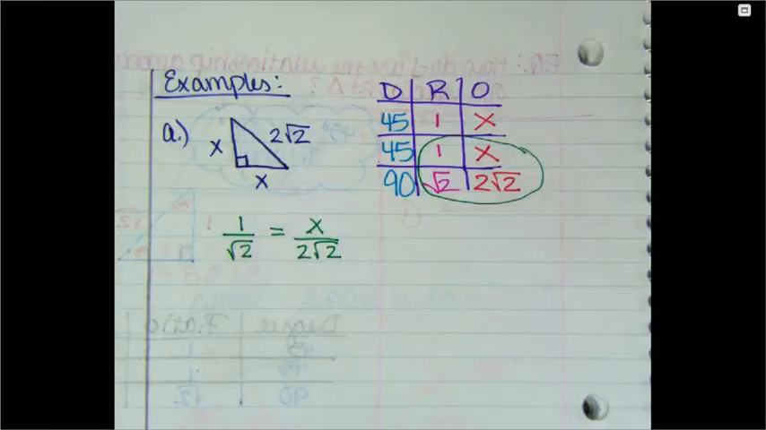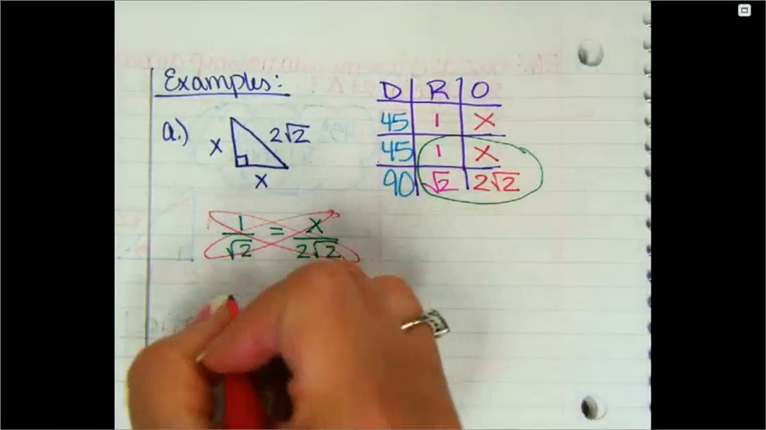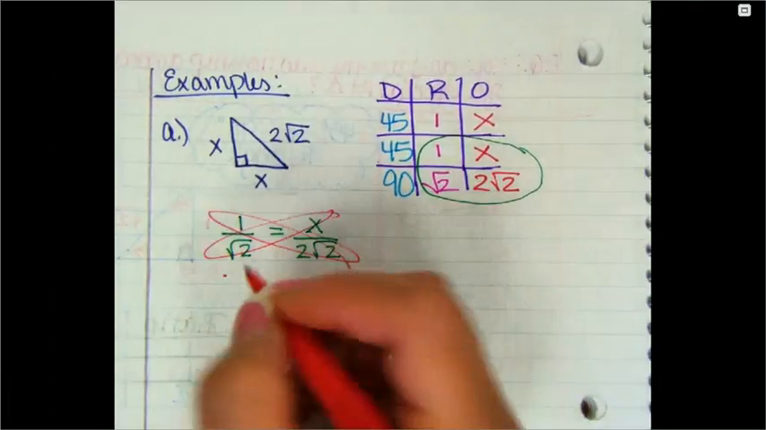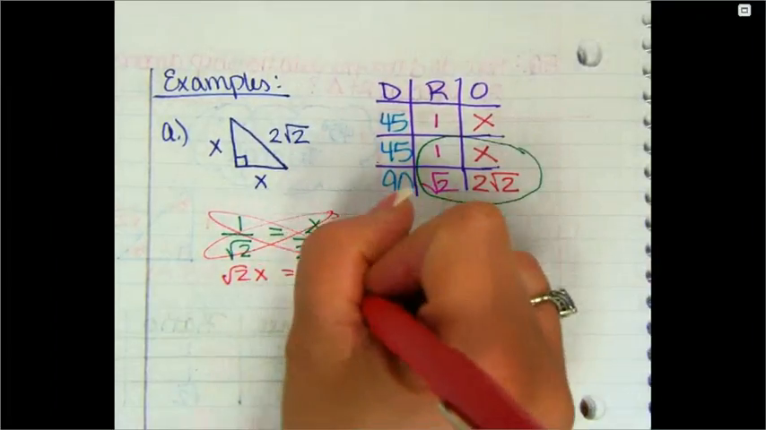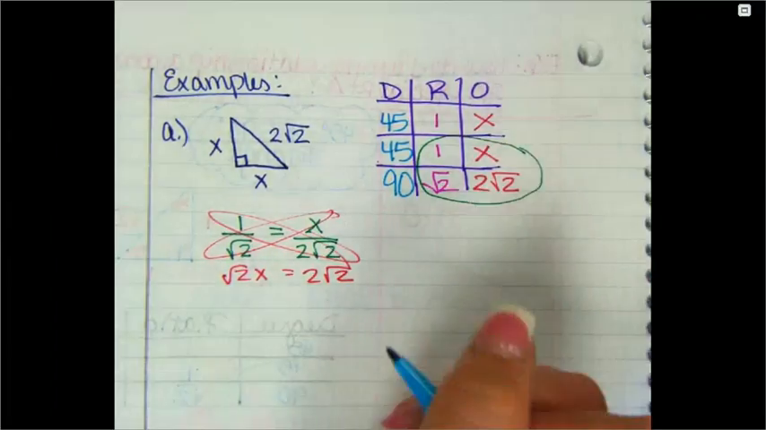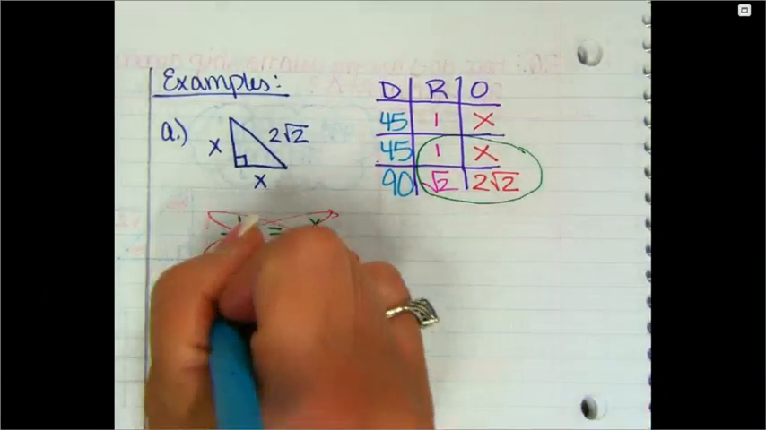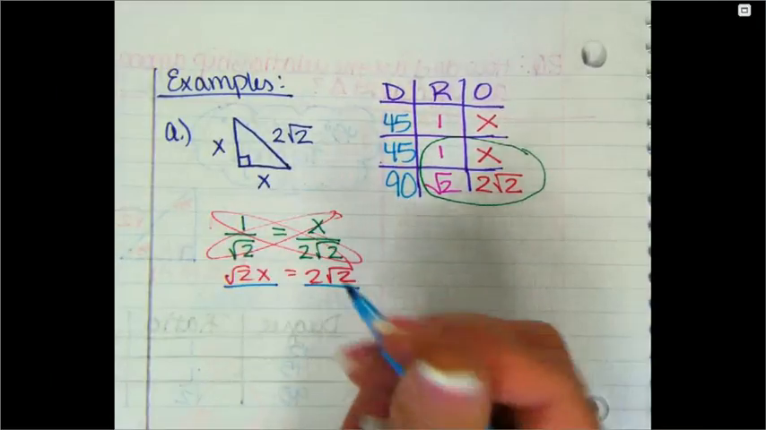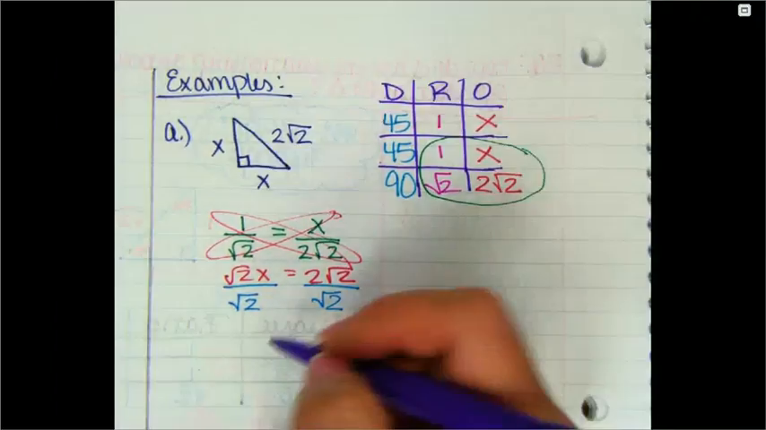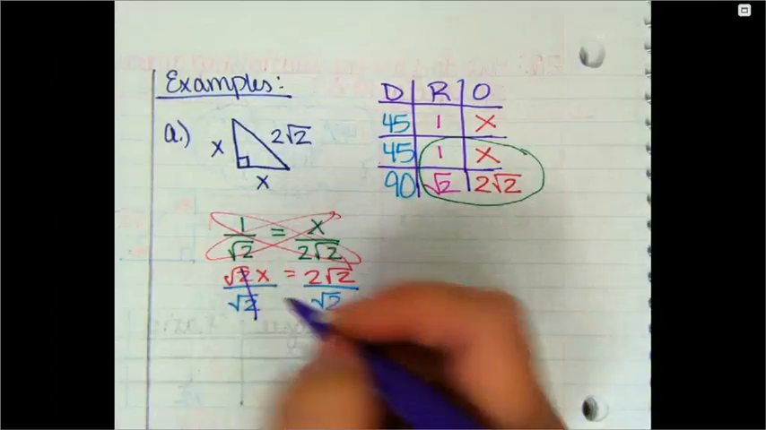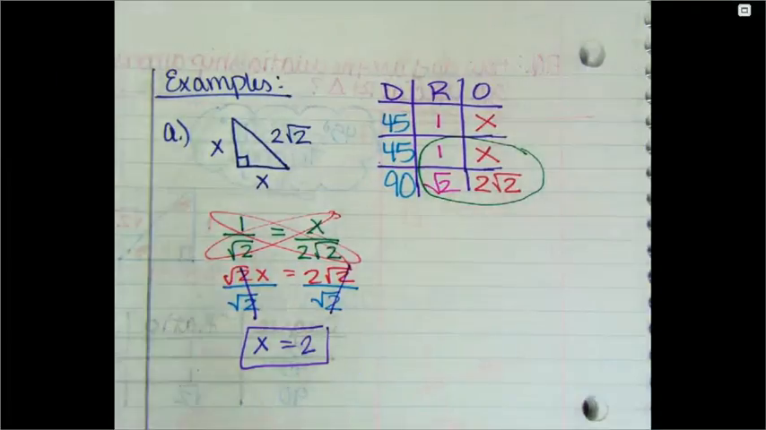Okay. Now let's solve it. So what do I get? Radical 2 x equals 2 radical 2. How do I solve for x? I divide by radical 2. Radical 2 is not the same as 2. Make sure you know that. When I divide by radical 2, what happens over here? That cancels and you get x. What happens over here? Cross out, and you get 2.